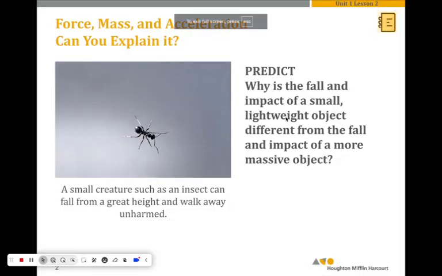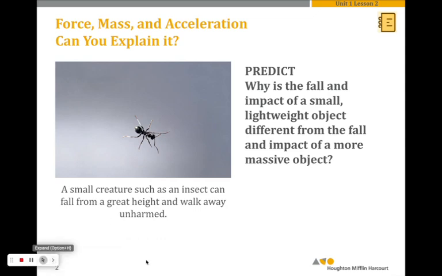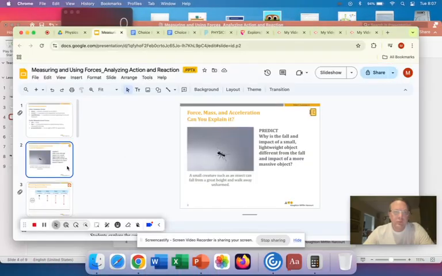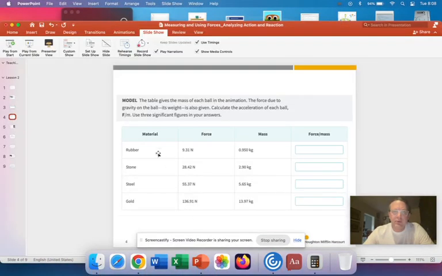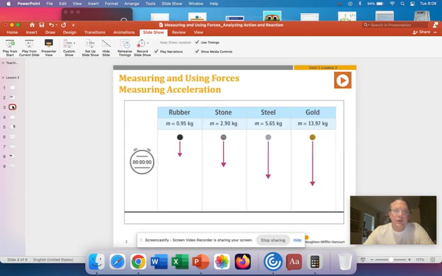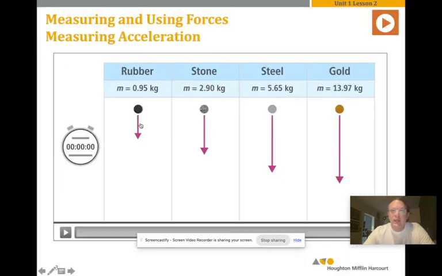Hello again, class. In this video we are predicting why the fall of an impact of a small lightweight object like an ant is different from the small impact of a more massive object, and thinking of force action pairs and how we measure and use forces. Let's go to this example of the impacts generated by these different masses impacting the ground as they accelerate. What do you notice here?